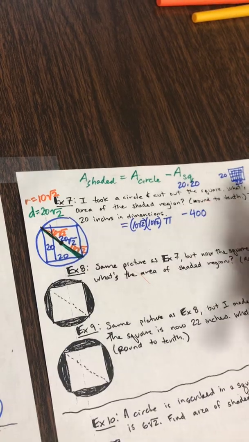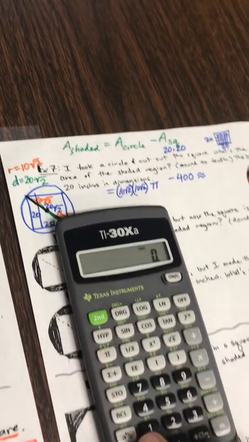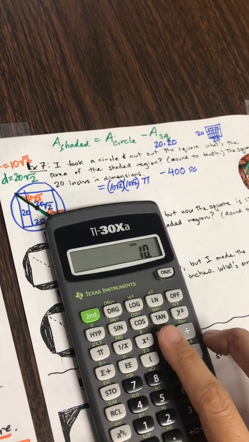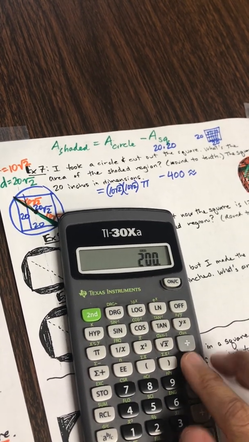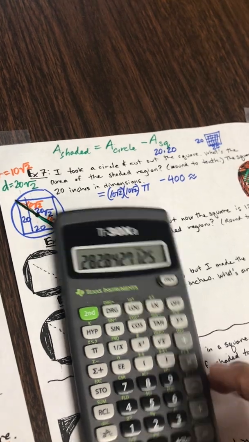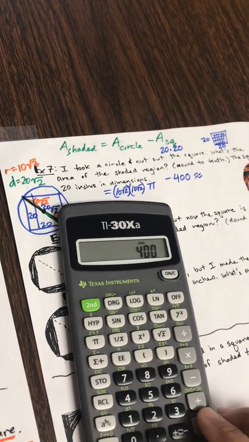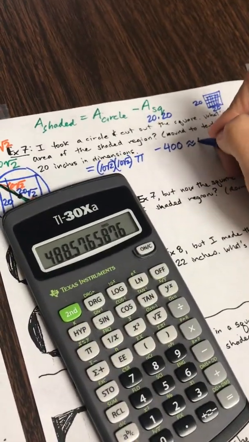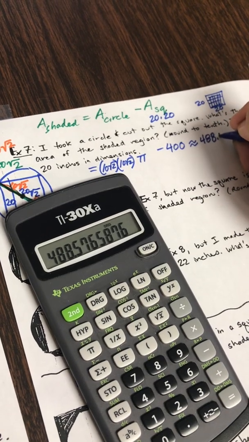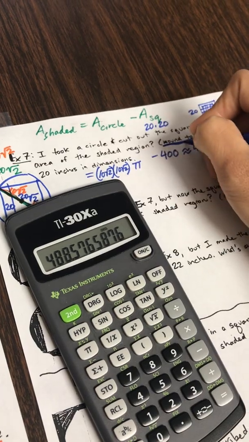Okay, now they want us to round to the nearest tenth. So some folks can just keep on going. They're like, yep, I can type all that in, and you totally can. 10 times the square root of 2 times another 10 times the square root of 2 times pi minus 400. That's all that stuff rounded to the nearest tenth. Inches squared.